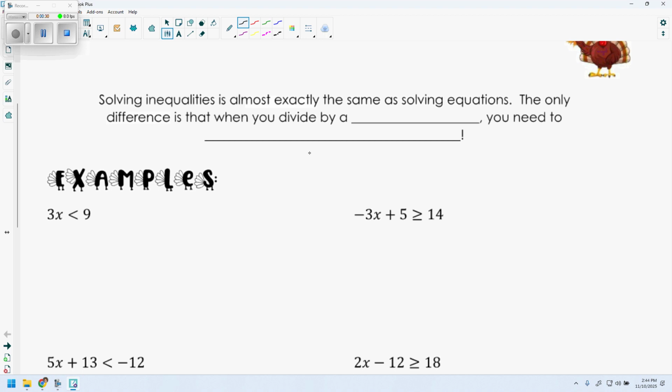The only difference is that when you divide by a negative number, you need to flip your inequality sign. So like if it's less than and you divide it by a negative number at the end, you're going to flip it to greater than.